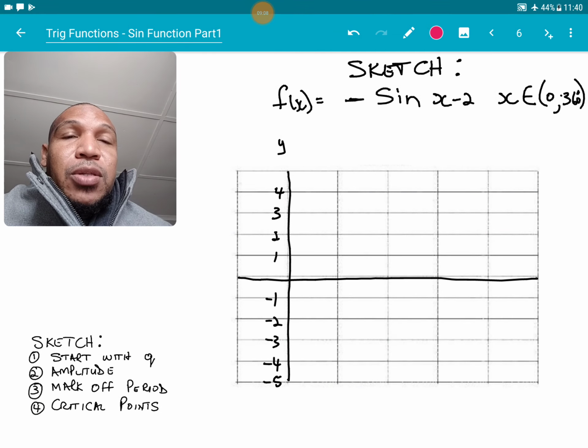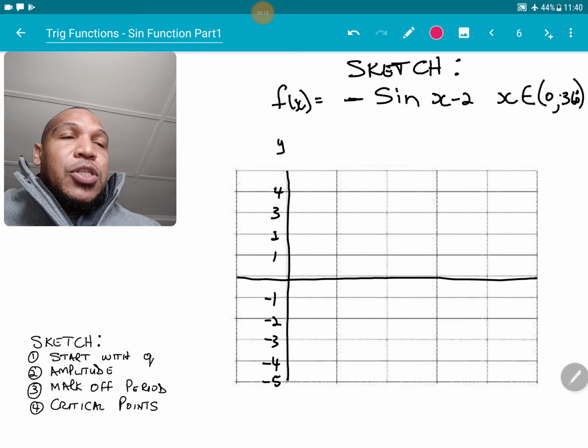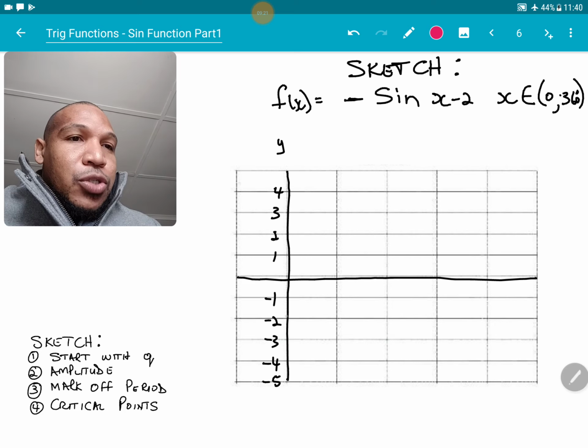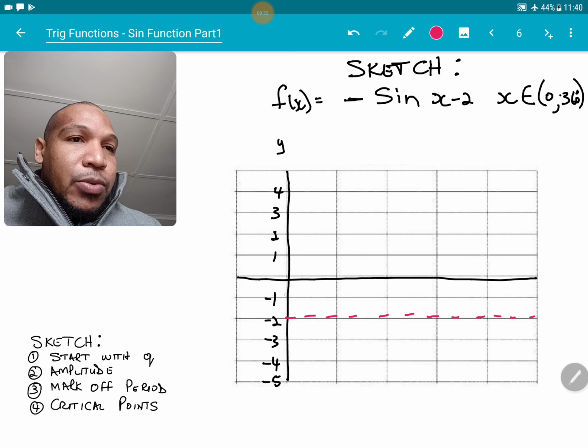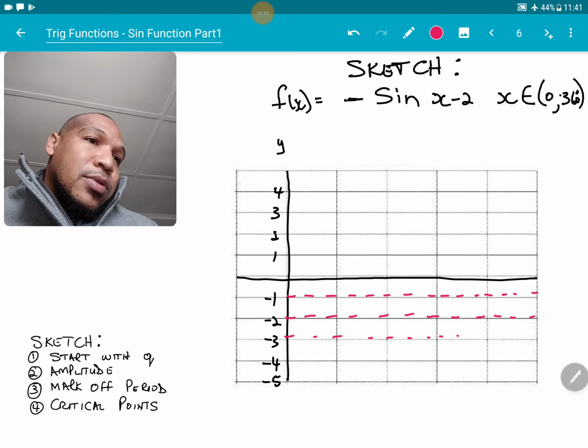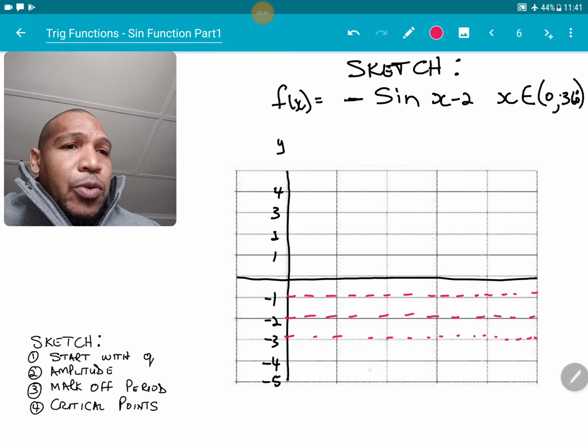Let's have one final example. In this example, we have negative sine of x minus 2, where x is an element of 0 to 360 degrees, but everything stays the same. So q is negative 2. So we start by our dotted line on negative 2. Our amplitude is going to be 1, so we're going to go 1 up, and we're going to go 1 down. So these dotted lines are the most important thing. Then we're going to mark off our period.